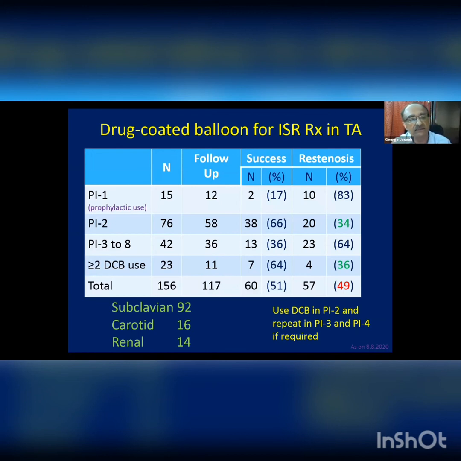But if you use it at the first restenosis, where you're dealing with a restenosis for the first time, they do very well, and the restenosis rate drops to almost half. If you use it in restenosis the third, fourth, fifth time, these are probably a group that is more prone to restenosis, and the outcome is not good. But if you use it a second time, then you get a good outcome comparable to PI2. So this is preliminary data, but it shows there is some benefit with drug-coated balloons.